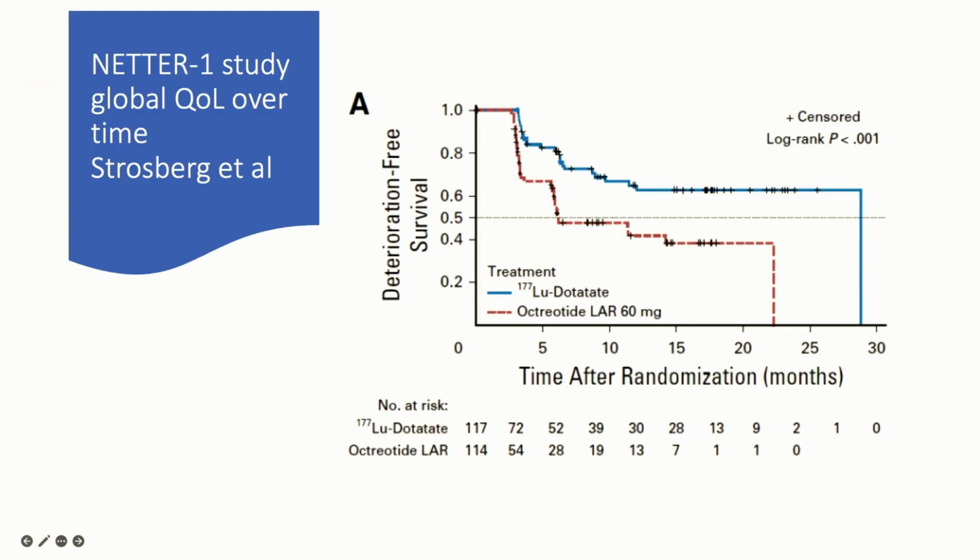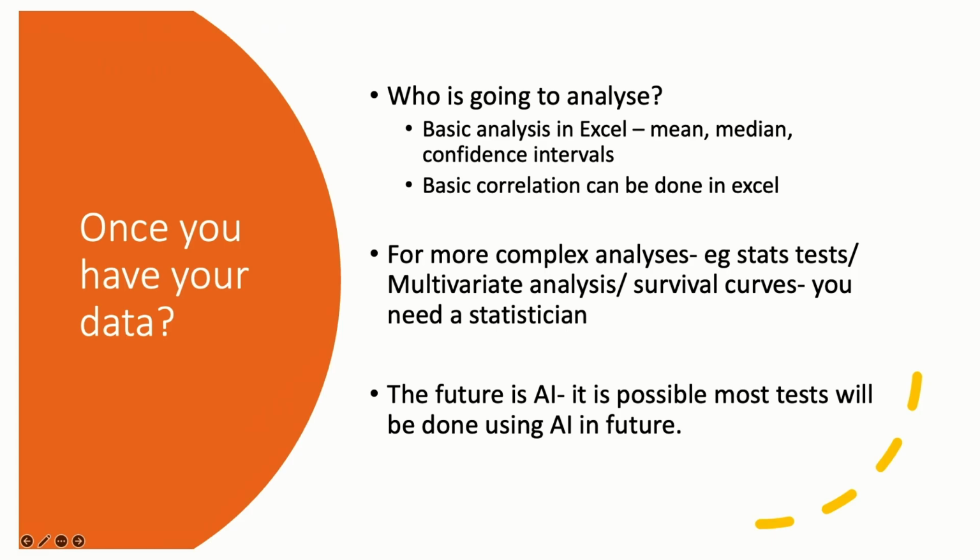I mean, more realistic is in the NETTER-1 study, as you can see, what this is, is a time to deterioration. So what they're measuring is the time to a reduction in quality of life. So it looks like a survival curve, but actually it's a sort of survival curve of quality of life data, which is a difficult concept to get your head around. But you can see there is a big difference in quality of life if you have lutetium or if you don't. So that's what it's saying, and that's useful, I think.